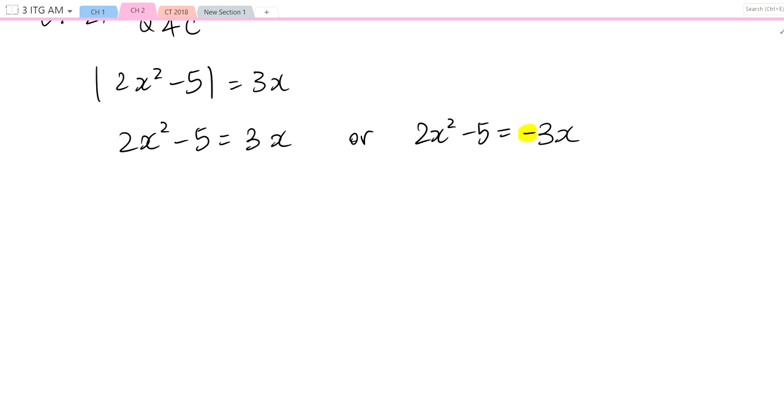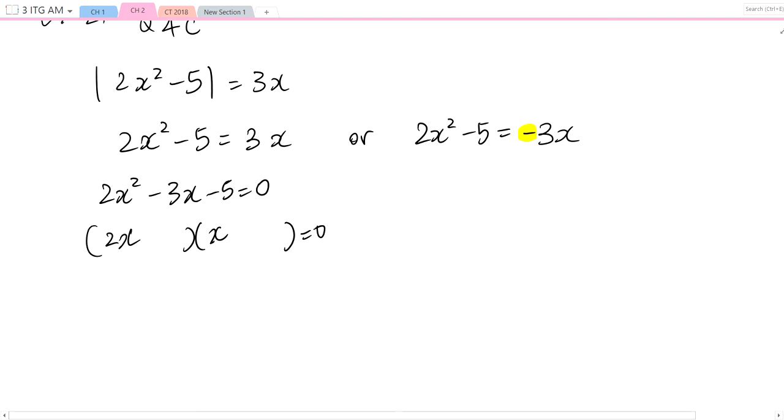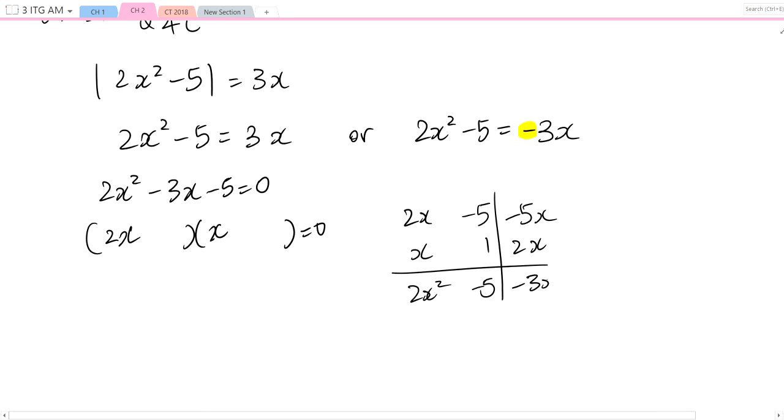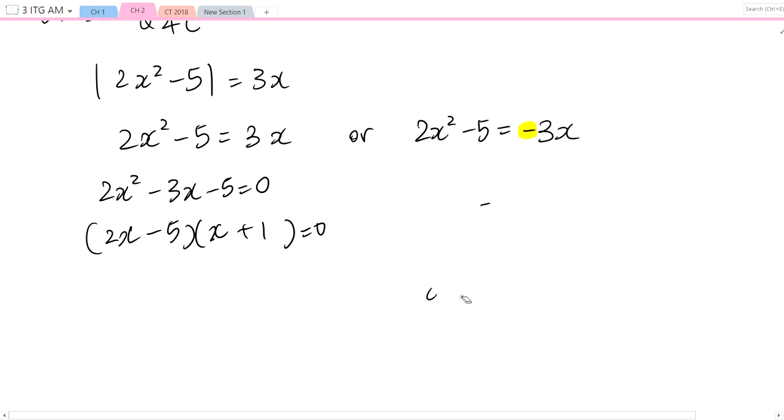Okay, so back to the first part, we've got 2x squared minus 3x minus 5 equals 0. We can factorize this to give us 2x, x equals 0. So working it out, 2x and x, 5 and 1. 2x squared with a 5, 2x, 5x. I want a negative 3. So the negative sign goes here, negative 3x. So 2x minus 5 and x plus 1 equals 0. So working this out, this gives me x equals 5 over 2 or negative 1.